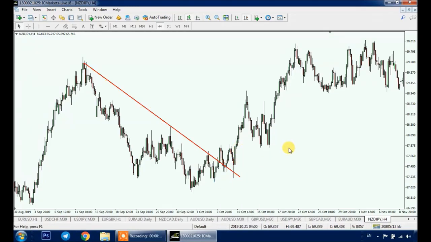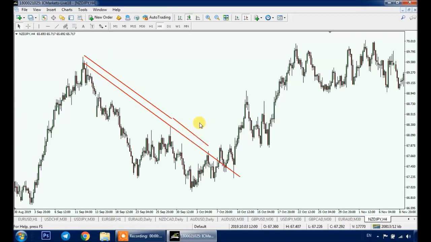And as per our second rule, the distance between the swings has to be symmetrical. In other words, the distance between the first swing and second swing has to be almost equal, at least visually, to the distance between the second swing and third swing, which is not the case for this trend line. As you can see, the distance between the first and second swing is much bigger than the distance between the second and third swing.